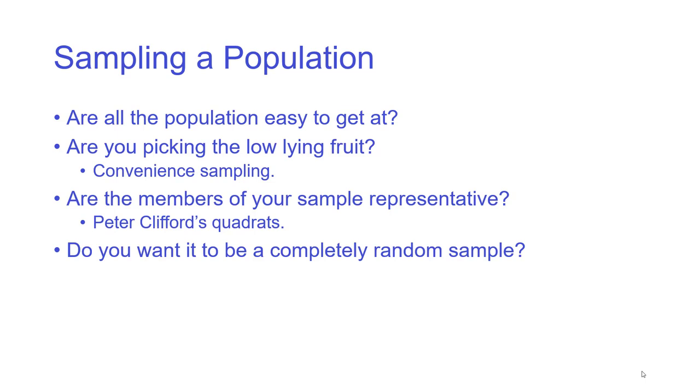If you have a disease that's 1 in 10,000 and I randomly pick 100 people, it's very likely I'm not going to have anyone with that disease within that sample. So if you're looking for something rare, you don't want a random sample.